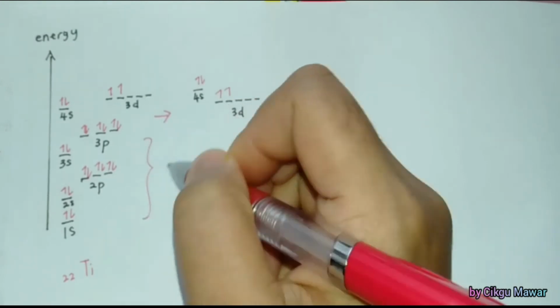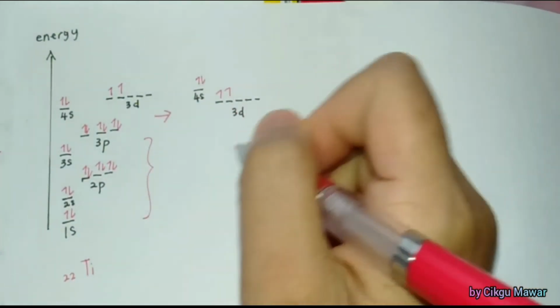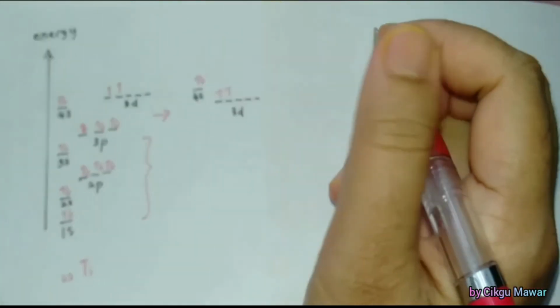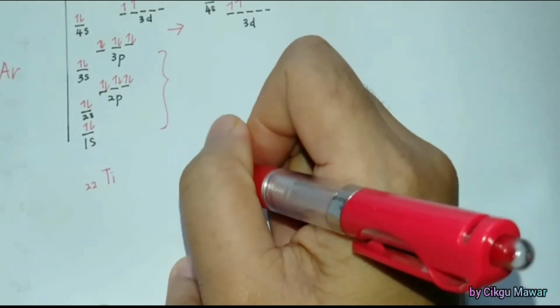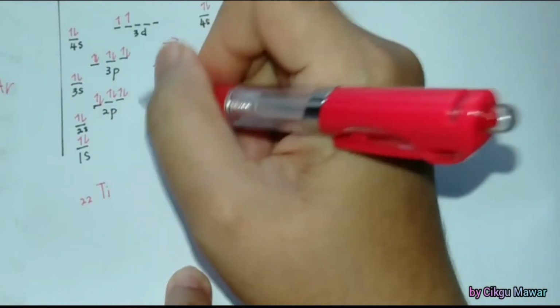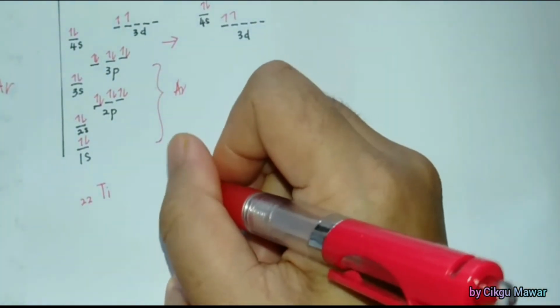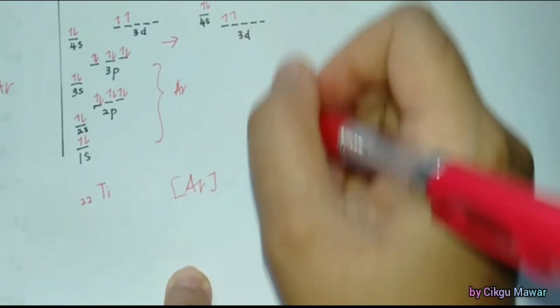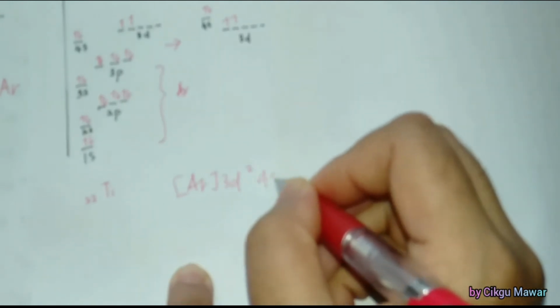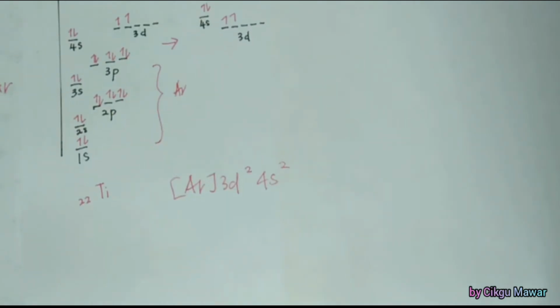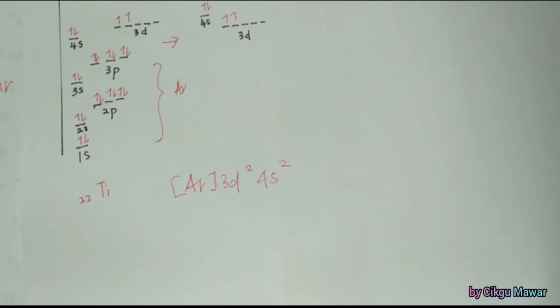So when we write the electronic configuration of titanium or other transition element, we write it like this: argon, 18, followed by 3d2, and then 4s2. So this is the electronic configuration of titanium, which is a transition element.